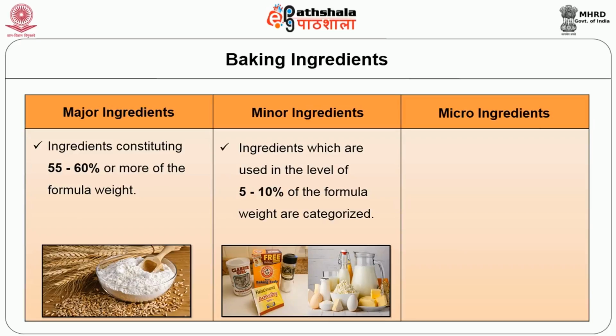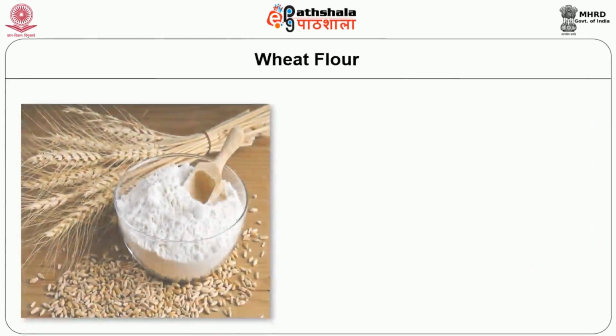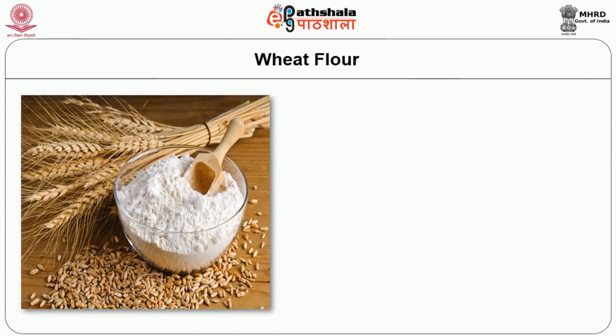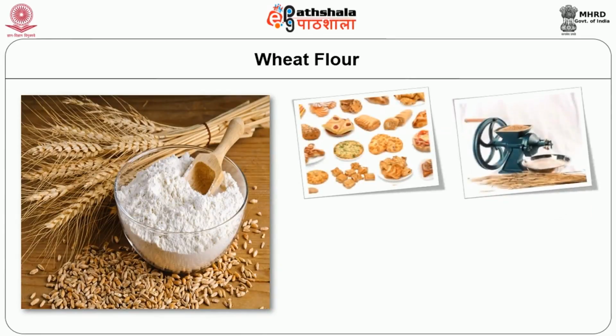Now, the last one is the micro ingredients. These are used at micro level, that is in parts per million, ppm, usually ranging from 0.1% or less to 5%. Besides these above mentioned ingredients, there are some which are used for their attractive attributes and are called characterizing ingredients. Wheat flour is the major structure forming ingredient in baked products, which is obtained from the milling of wheat, one of the most important cereal crops in the world.